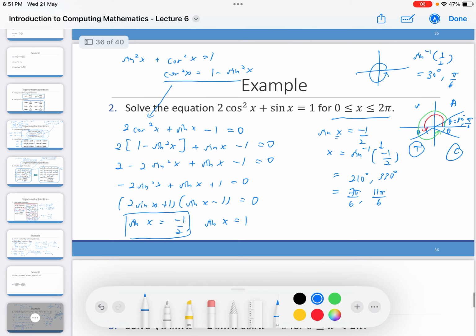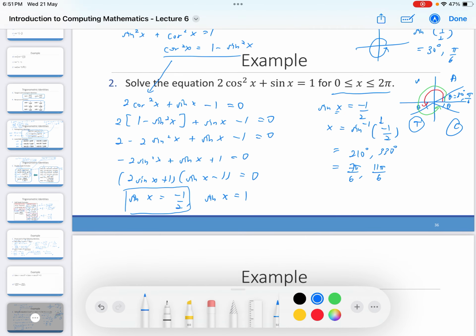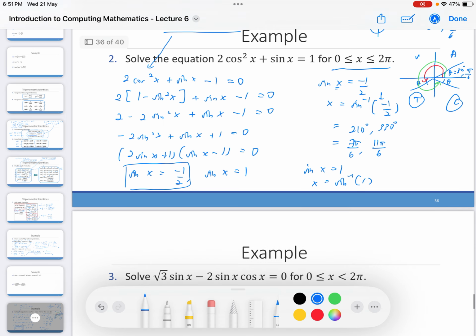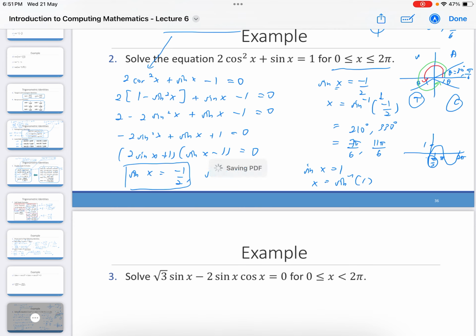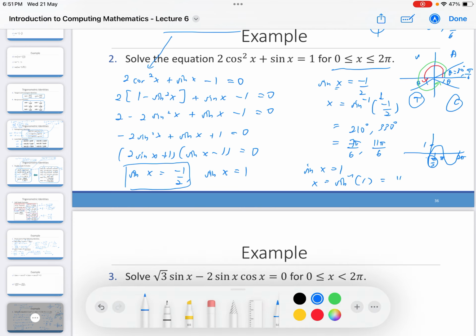Now we have another one. So we have sin x equals 1. So x equals sine inverse of 1. This one, actually we can use the graph function. So the sine graph is this one. Over here is pi, over here is 2 pi, and this one is pi over 2. So we know the angle that will give sine equals 1 is pi over 2. It's only one angle from 0 to 2 pi. So we get x equals pi over 2.